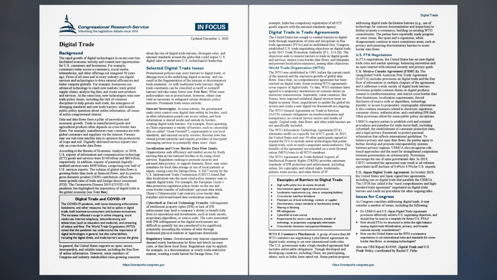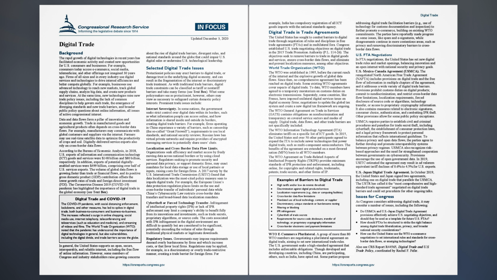Examples of barriers to digital trade: high tariffs and/or low de minimis thresholds. Discrimination against digital products and services. Localization requirements, for example, data or computing facilities. Cross-border data flow limitations. Mandated use of local technology, content, or supplier. Discriminatory, unique standards or burdensome testing. Filtering or blocking. IPR infringement. Cyber theft of trade secrets. Requirements for source code disclosure, transfer of technology, or proprietary cryptography information. Cross-border electronic card payment limitations.